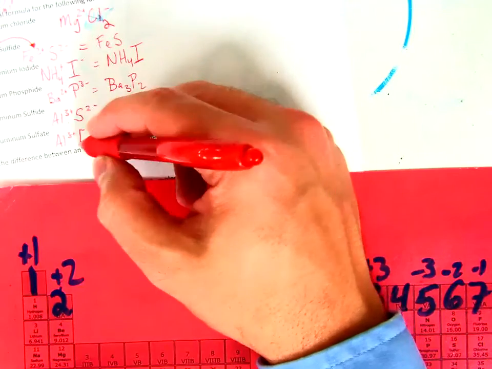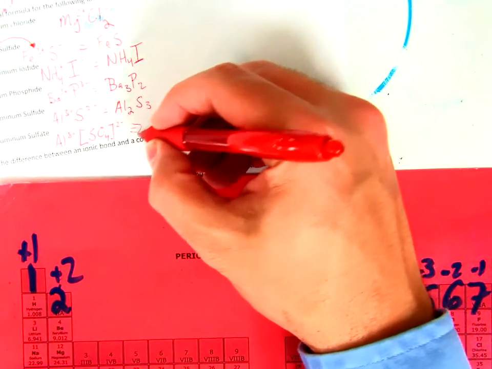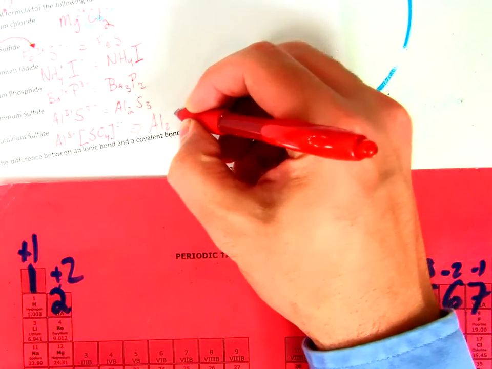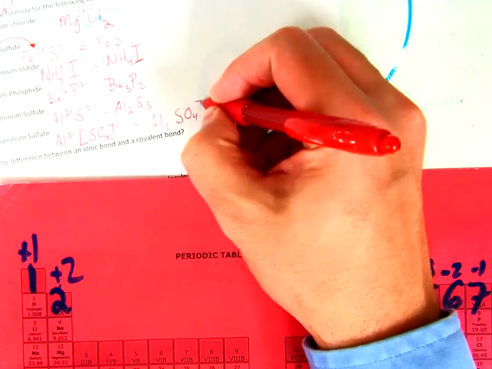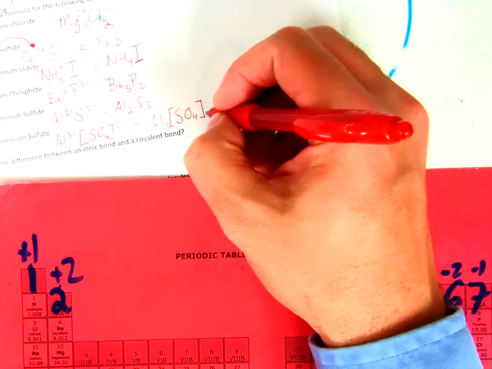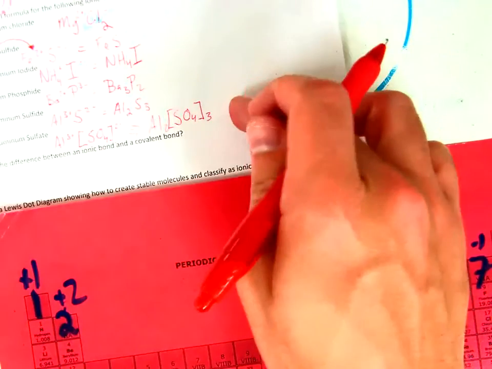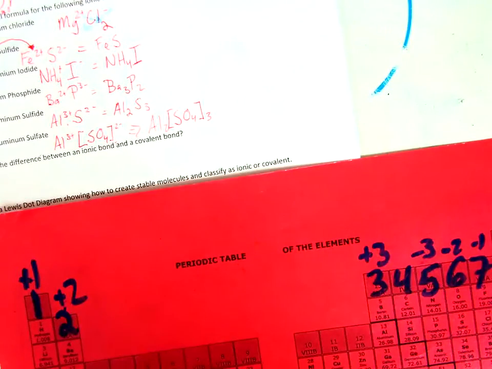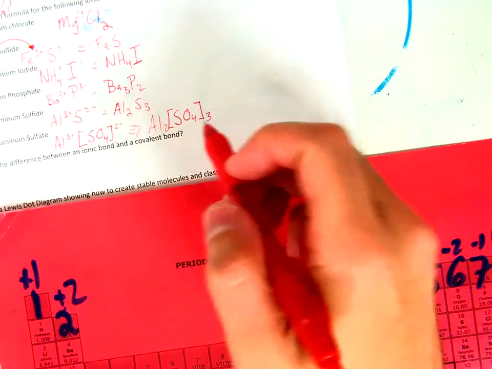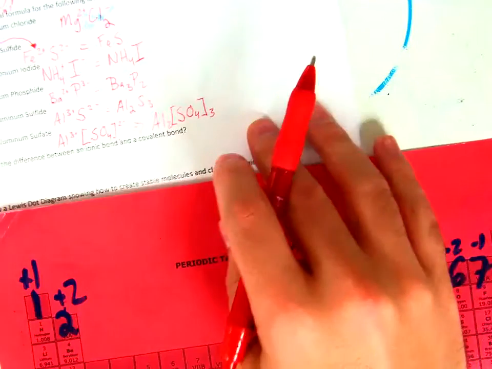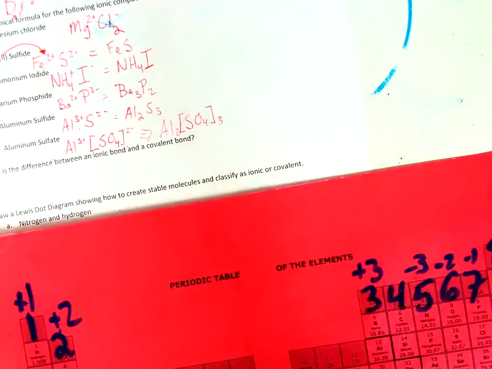So we do the crisscross, and we would make this Al2(SO4)3. It's going to be a pretty huge molecule, what with 12 oxygen, 3 sulfur, and 2 aluminum.